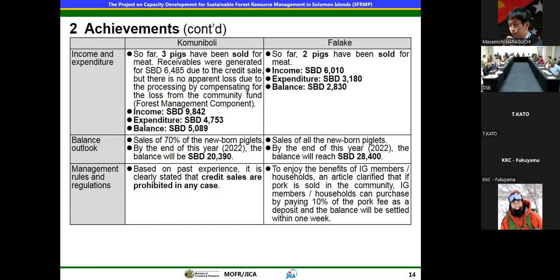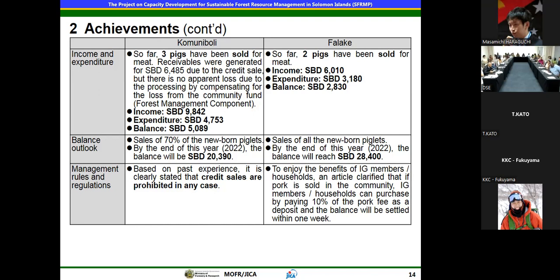Balance outlook: sales of 70% of the newborn piglets. We would like to do that for Komuniboli, and by the end of this year, we are looking at raising more than $20,000 for Komuniboli pig farming. And for Falake, sale of all the newborn piglets, they would like to sell all. By the end of the year, we expect more than 28,000.